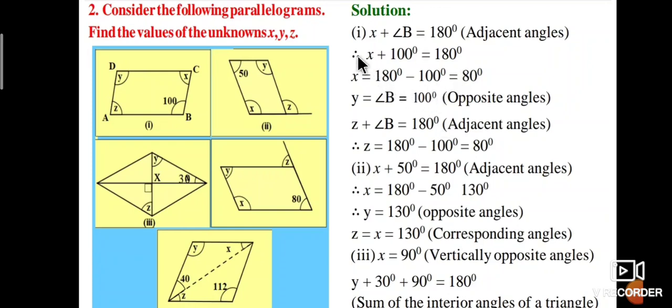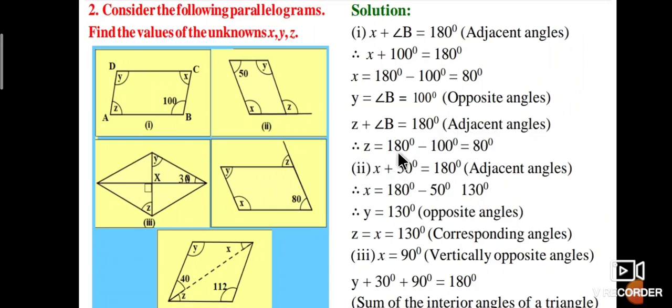Therefore, x plus 100 degrees is equal to 180 degrees. Therefore, x is equal to 180 minus 100, that is equal to 80. Therefore, angle x is equal to 80 degrees. Similarly, second one, z plus angle B is equal to 180 degrees, because the adjacent angles sum to 180.